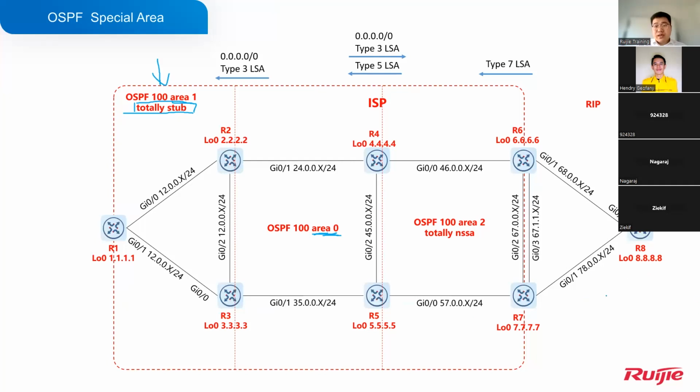And here, the area 2. Area 2 is a totally NSSA area. Do you know what is NSSA? Or the difference between NSSA and stub? You can think about this. What's the difference between stub area and NSSA area?